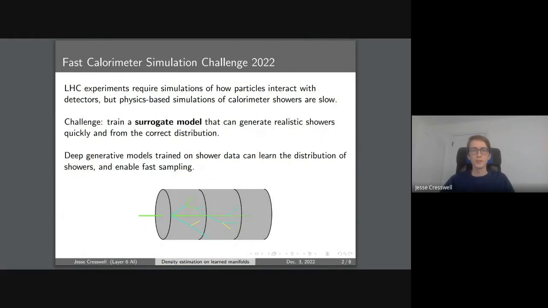Experiments at the LHC require simulations of how particles interact with its detectors, but doing these simulations with physics-based approaches is incredibly slow. So the Fast Calorimeter Simulation Challenge asks us to train a surrogate model that can generate realistic showers much more quickly than physics-based simulations. Of course, this is a great application of deep generative models, which can be trained on shower data to learn the distribution and sample much more quickly.